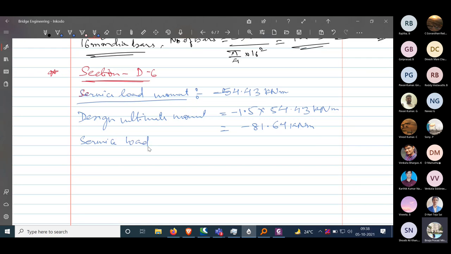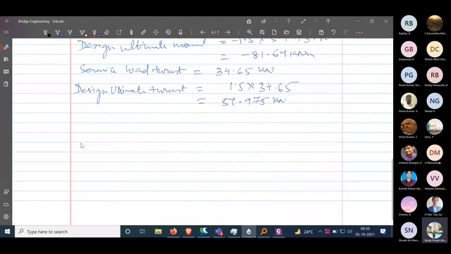Next, the service load thrust. Service load thrust is 34.65 kilonewton. Okay, so design ultimate thrust will be 1.5 into 34.65. So please calculate, how much is that one? It is coming as 51.975 kilonewton.